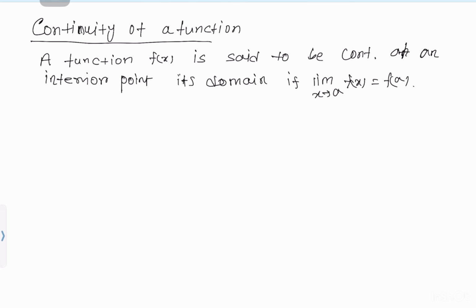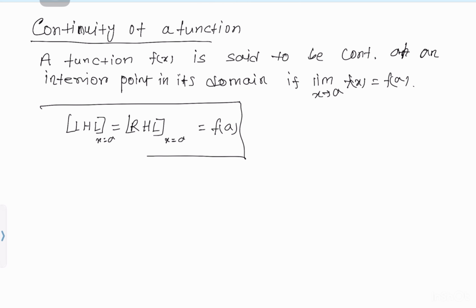So this definition says that a function f of x is said to be continuous at an interior point in its domain if limit x tending to a, f of x equals f of a. What is the meaning of that? Mathematically, the left hand limit is equal to the right hand limit at the point x equal to a, and that is equal to f of a. This is the mathematical condition of continuity at the point x equal to a.